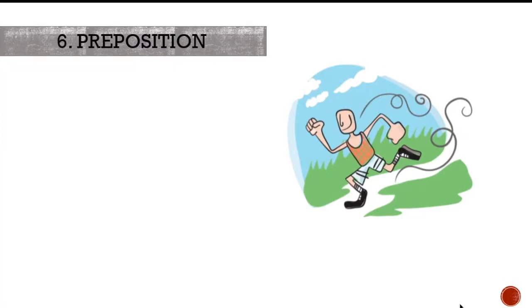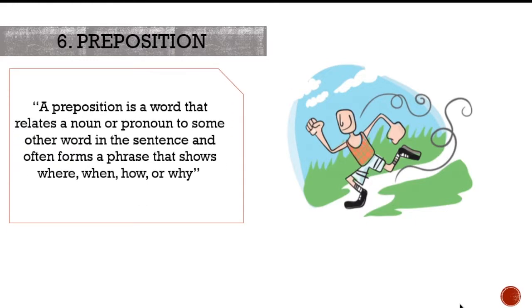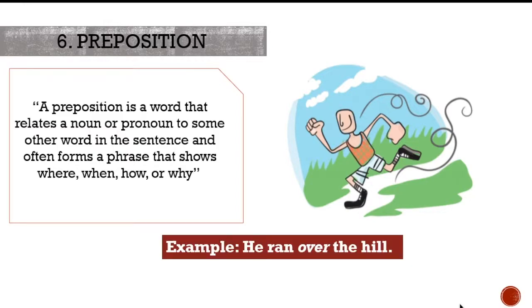The sixth part of speech is the preposition. A preposition is a word that relates a noun or pronoun to some other word in a sentence and often forms a phrase that shows where, when, how, or why. Let's take for instance our runner friend Aaron again. Here the sentence states that he ran over the hill. This makes it clear to the reader where the subject is running.